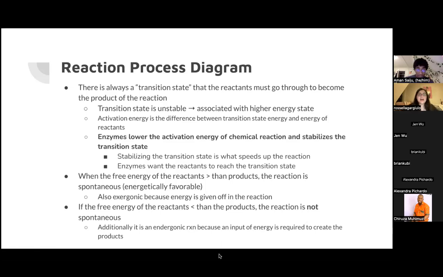Reaction process. Okay. I think this is sort of reiterating what I said. There is always a transition state, which is the top of that activation energy hill, and that is a place where the molecules are unstable. They're at a high energy state. So what the enzyme does is lower and stabilize that transition state, also lowering the activation energy, which makes the reaction go faster. And below is just reiterating the whole spontaneous, non-spontaneous, endergonic, exergonic sort of thing.